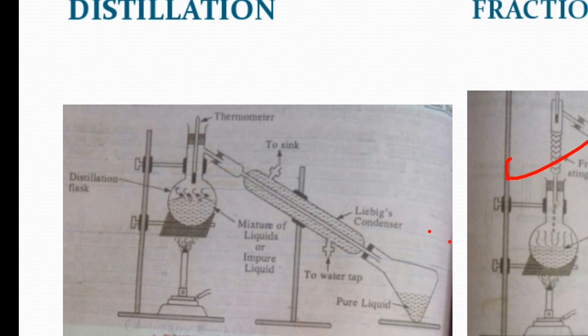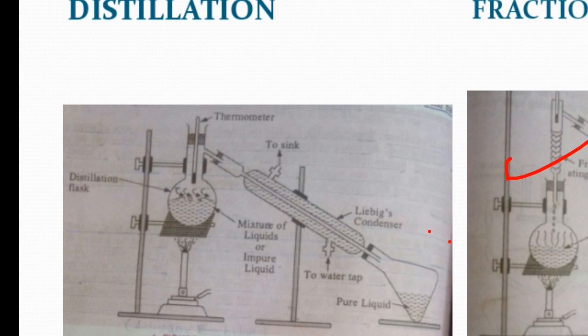Here the distillation flask is here. We will take our sample in the distillation flask, which is connected to the water condenser. This one is the water condenser, and the water condenser is fitted with the receiving flask, and we are also using a thermometer to control the temperature. Okay, then what will we do? We will heat the sample in the distillation flask.